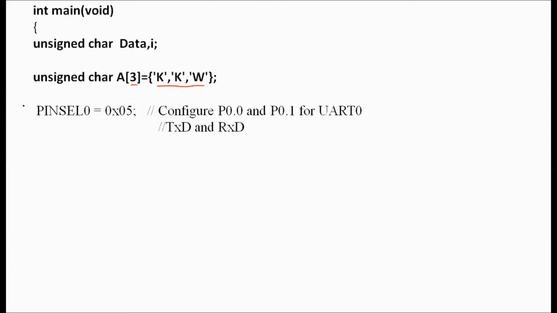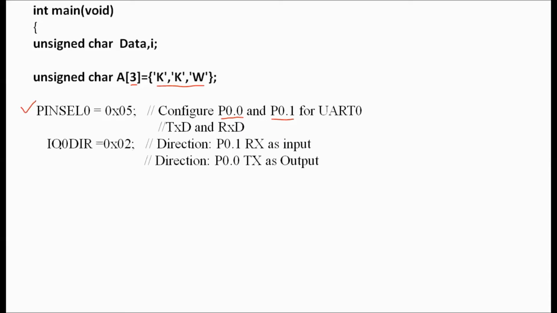initializing registers. So first we'll select the function of pins. P0.0 and P0.1. So this PINSEL0 register should be initialized with value 0x05. Next we'll decide the direction of these pins. So the RX pin we are going to use as an input and the TX pin we are going to use as an output. In this program, we'll write both functions for transmission of data as well as for reception of data. You can write a separate program also.